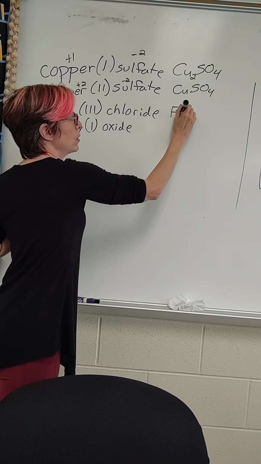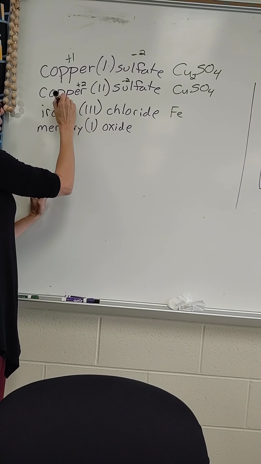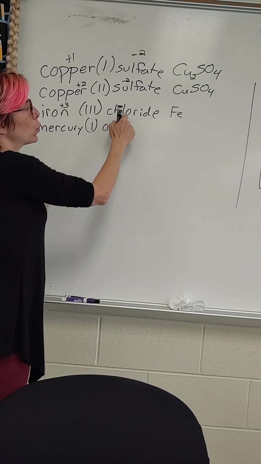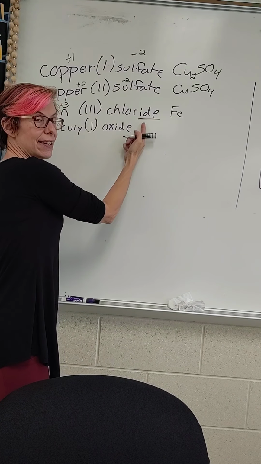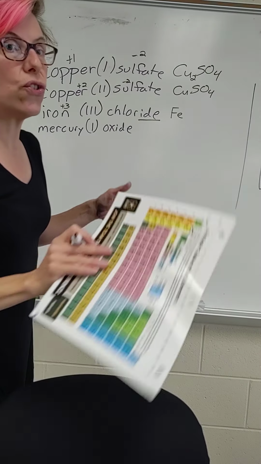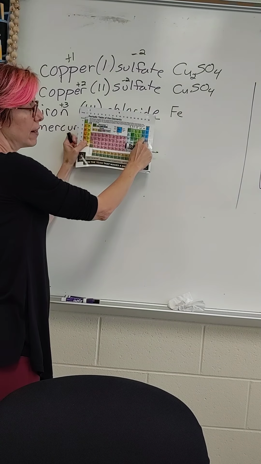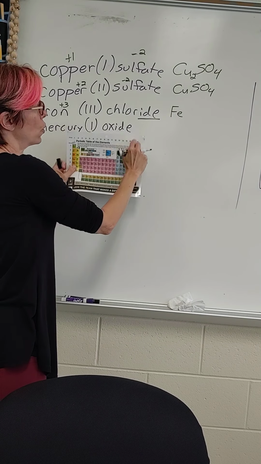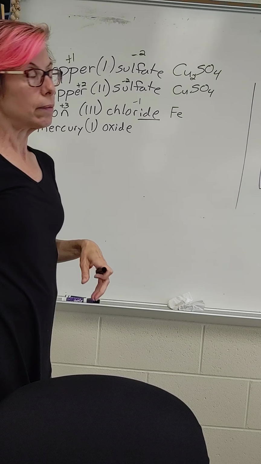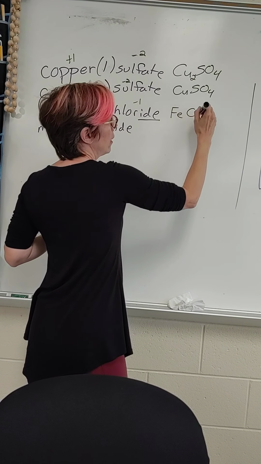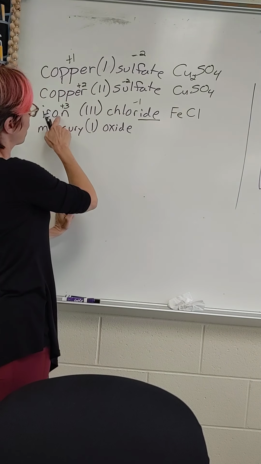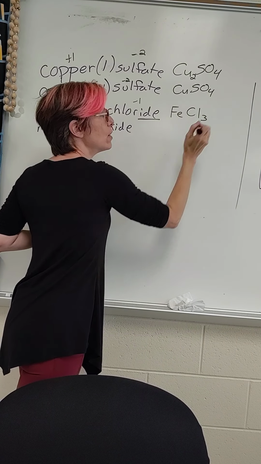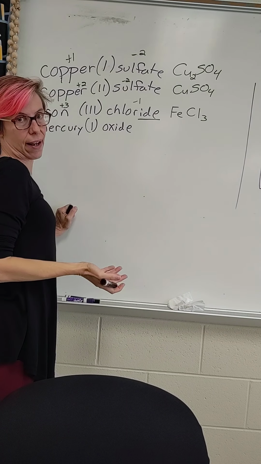Let's try iron 3 chloride. We're going to write the symbol for iron. This particular iron atom has a charge of +3 because the Roman numeral says so. Chloride, remember if the ending is IDE, that is just the ion off the periodic table. So this is chlorine. You're going to look on your periodic table and see that chlorine has a charge of -1. So I'm going to write iron. I'm going to write the symbol for chlorine. My iron is a +3. My chloride is a -1. So I need 3 chlorides to balance that out.